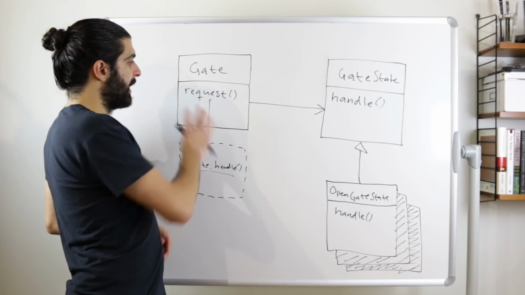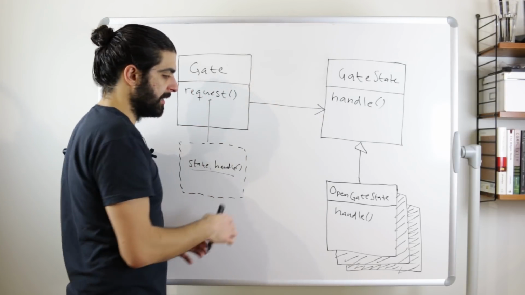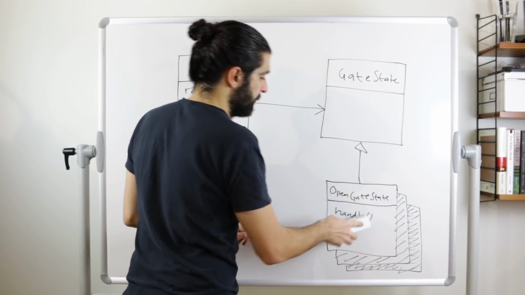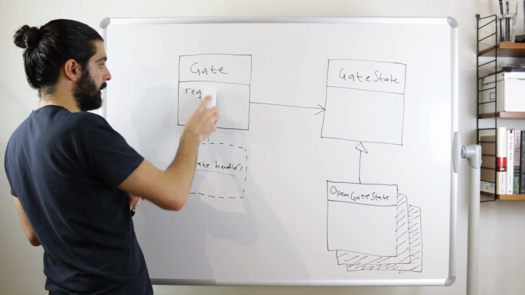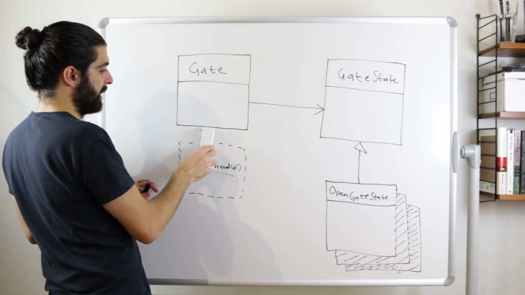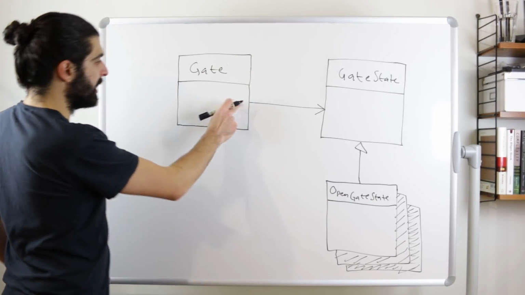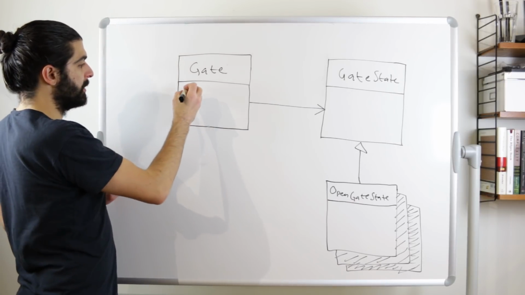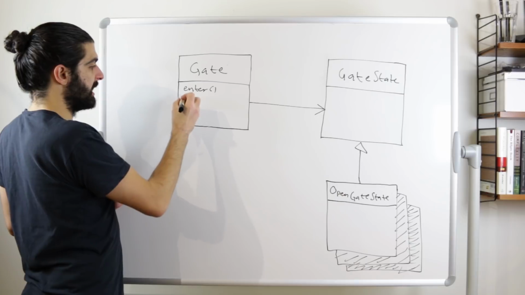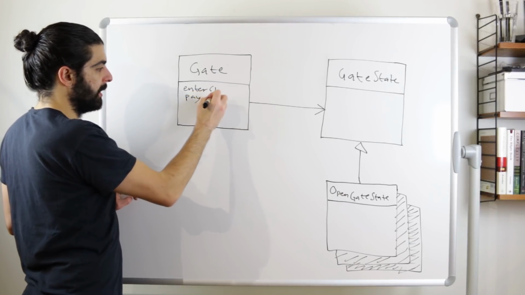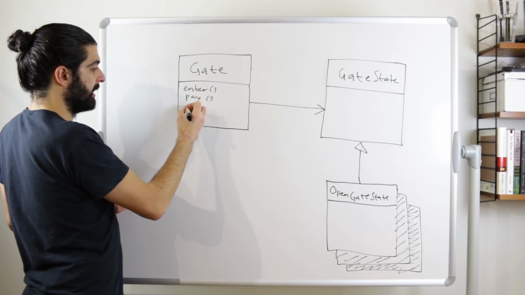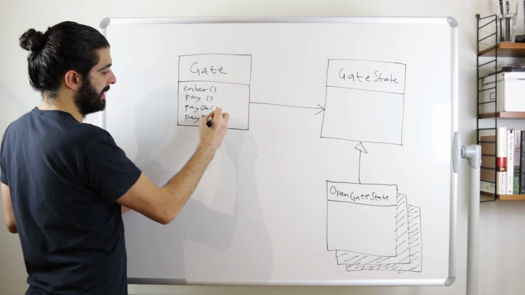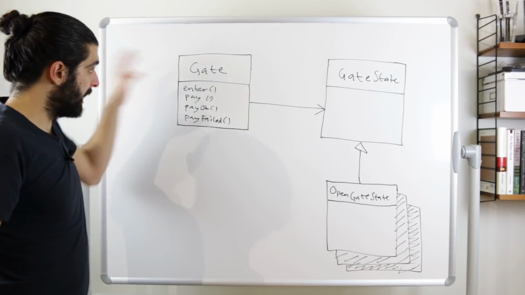But then let's think about these methods, request and handle. Well, let's think about handle first. Let me remove these first. And let me remove this implementation thing here. So the gate could receive a number of messages, as we said. The gate could receive enter, it could receive pay, if we think about the gate that can process, and then it could receive pay OK, and it could receive pay failed. And those are the 4 different messages that we can send to a gate.